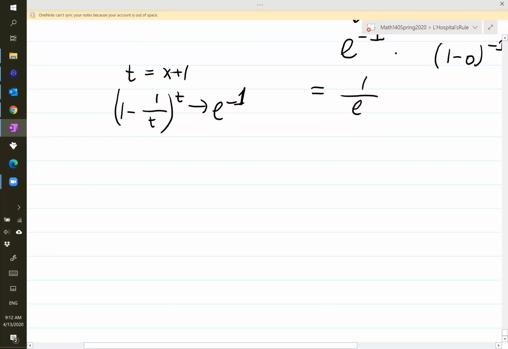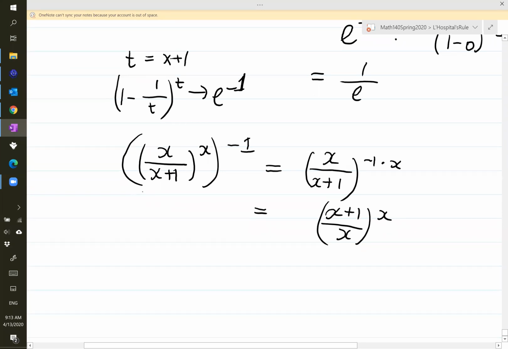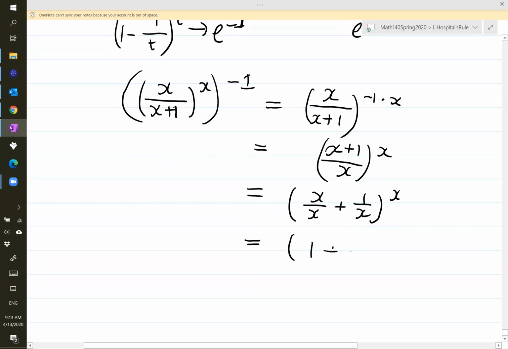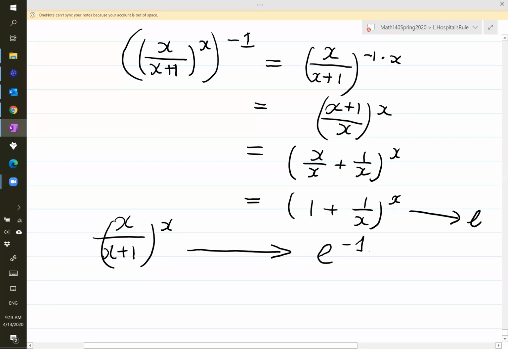Another way to do this: x over x plus 1 to the power of x. Now the reciprocal of this is x over x plus 1 to the power of negative x. The negative 1 power means flip, so this is x plus 1 over x to the power of x. If you split, you get x over x plus 1 over x to the power of x, which is 1 plus 1 over x to the power of x. This of course approaches e. Then taking the reciprocal, it approaches e to the negative 1, which is 1 over e.